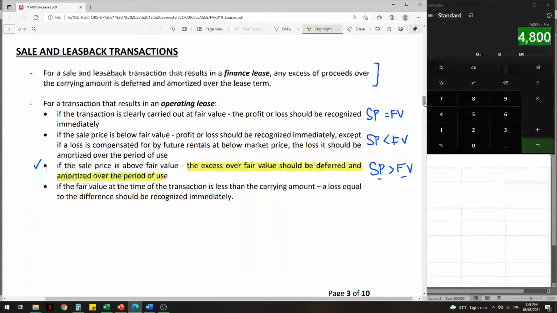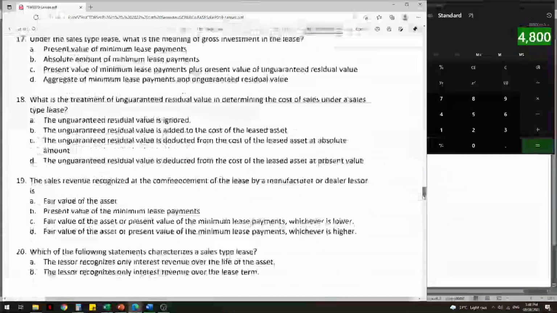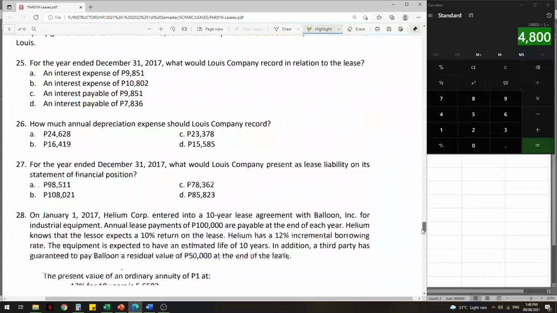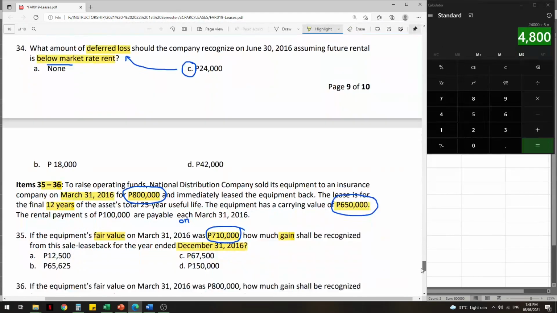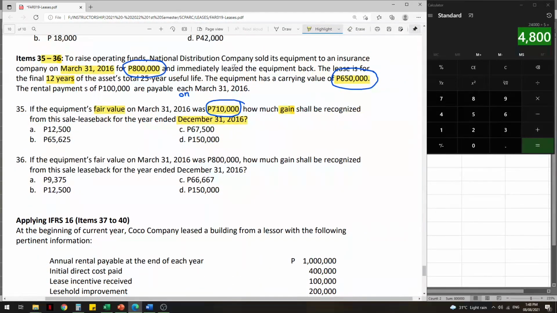Let's take a look at our problem again. So selling price, their difference daw will have to be deferred. Eto, we are going to compare our selling price with the fair value. Ito yung selling price natin and fair value. And in those rules, sinabi na kapag greater daw ang selling price, their difference will have to be deferred. That means 90,000 will have to be deferred. Okay? Ibig sabihin, the 90,000 will be recognized for over 12 years.